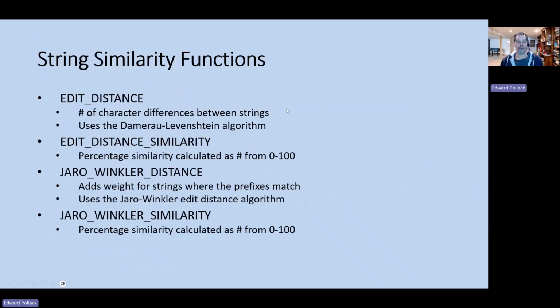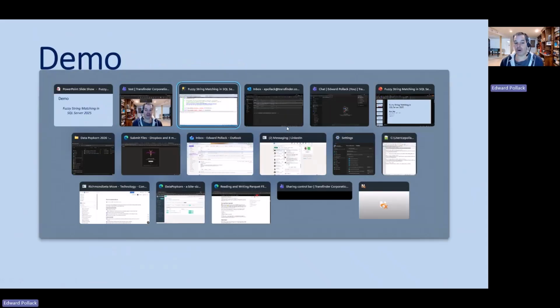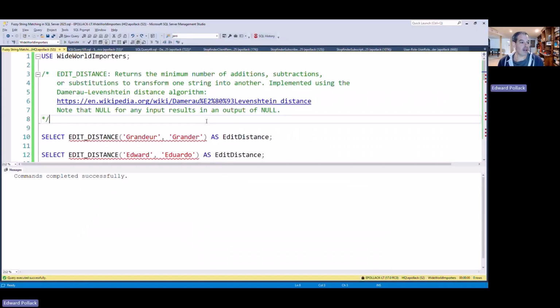And here they are, the four functions. Edit distance basically gives you a difference in characters between string 1 and string 2. Jaro-Winkler does the exact same thing, except that it puts a preference on the prefix. So if prefixes match, you get a better score. The distance is a number of characters, similarity is a percentage. Best way to do this is just to demo it, right? So let's jump right on in.